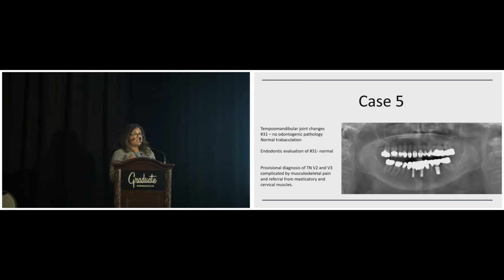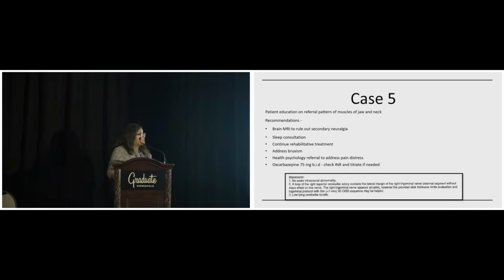As expected, number 31 was normal. Bone around that region looks normal. There's no ongoing infection. We gave her a provisional diagnosis of atypical TN because of the concomitant musculoskeletal presentation. With atypical presentation of these sharp shooting pains, getting a brain MRI is usually recommended to make sure we don't miss secondary findings. So a brain MRI was obtained. She was recommended to get a sleep evaluation.